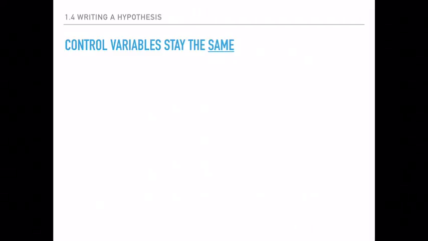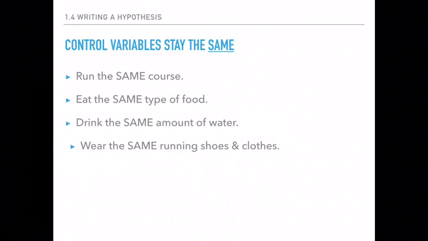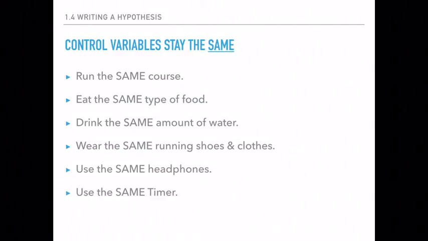So I hope you came up with a little list. I'm going to give you a couple examples that I thought of. So first of all, we should run the same course. I can't run a hilly course the first time and a flat course the second time. Eat the same type of food before I run both times. Same amount of water before both times and during. Same running shoes, same clothes, same glasses, same everything, same headphones. Can't be changing out the headphones. And use the same timer. So these are some examples of controls.